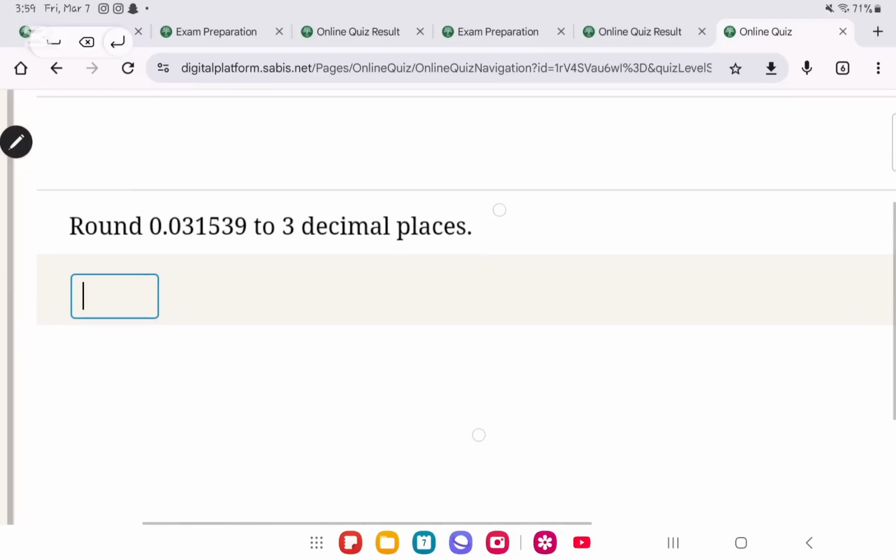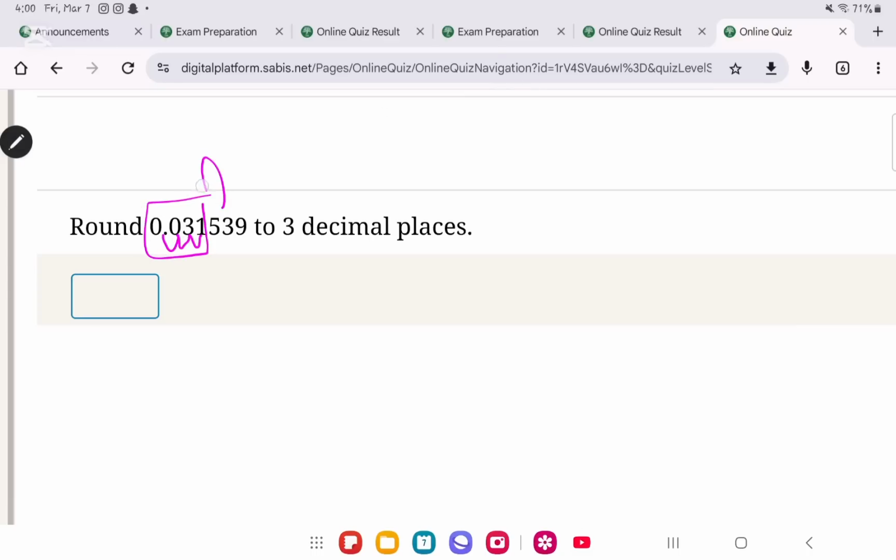They said round this to 3 decimal places. Very simply, to round it to 3 decimal places, it is going to be 1, 2, 3. It's going to be here. So you see the number after, it is 5. 5 is 5 or more. So it will round the 1 up into a 2, so it's going to be 0.032.